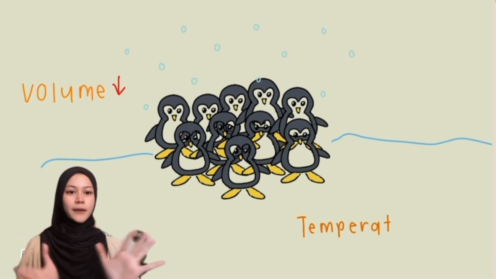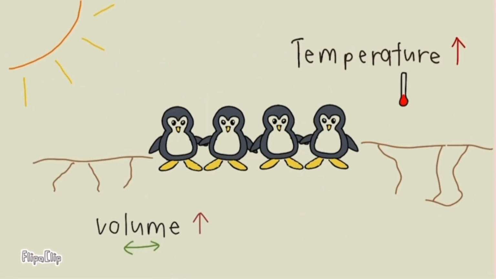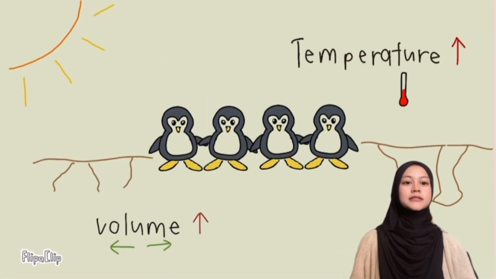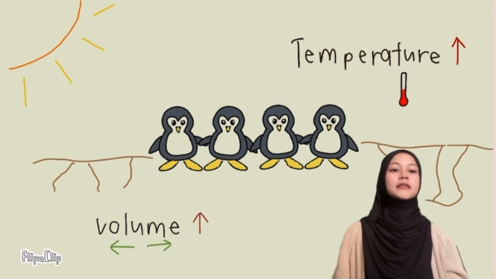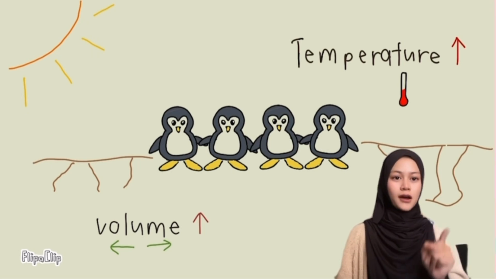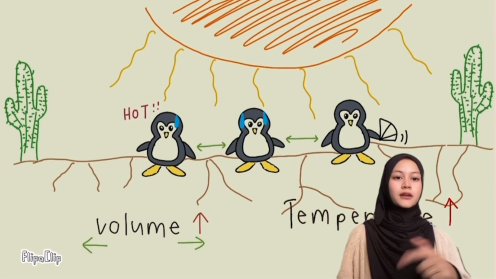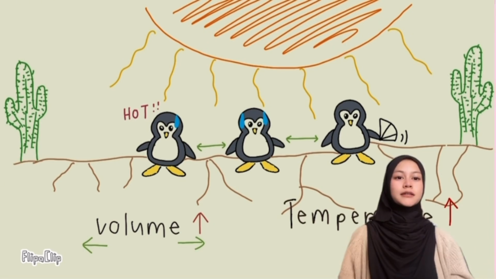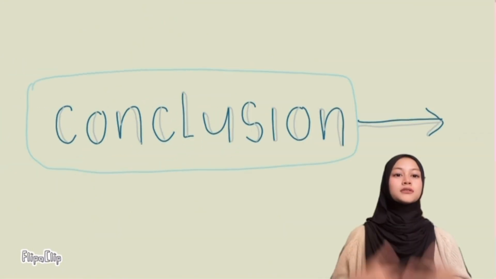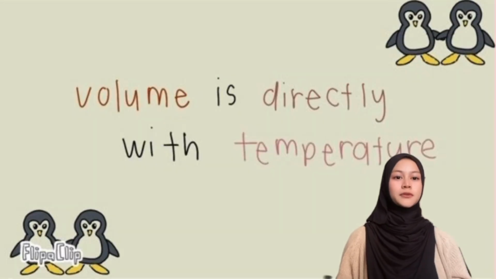During rain, all the penguins will stick together tightly until there's no gap between them. Suddenly, the rain stops and the sun finally comes out, and it's starting to get hot. These penguins will distance themselves from each other so they will not feel hot. Suddenly, the sun keeps getting hotter and all the penguins run from each other. This shows that as the temperature increases, the volume also increases. So, to conclude from the example that I gave before, volume is directly proportional to temperature.